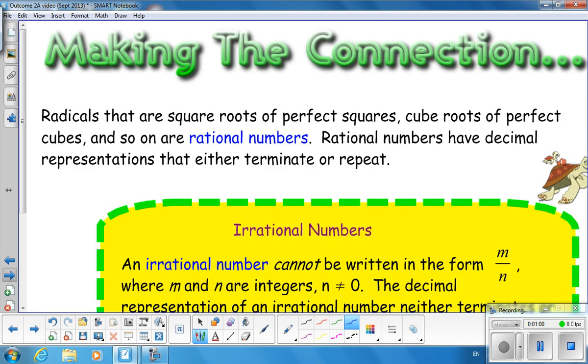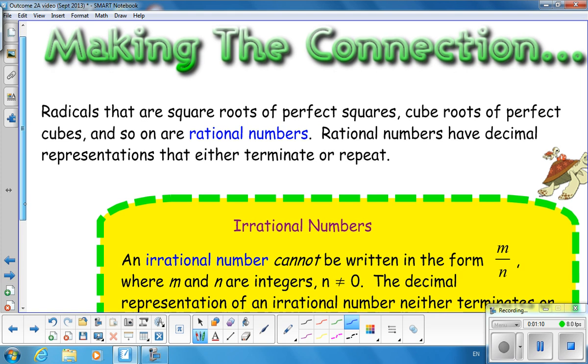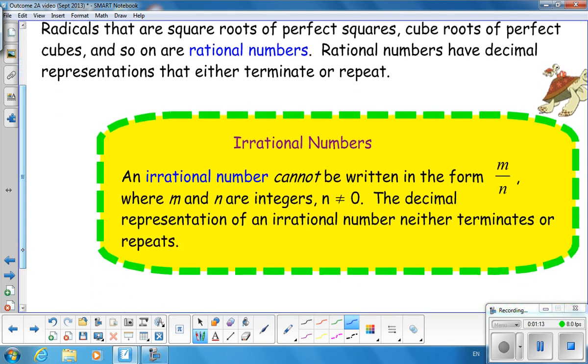Radicals that are the square roots of perfect squares, cube roots of perfect cubes, and so on are also rational numbers. Rational numbers have a decimal representation that terminates or repeats. Irrational numbers cannot be written in the form m over n, where m and n are integers. The decimal representation of an irrational number neither terminates nor repeats. So it's going to continue forever with no repetition.